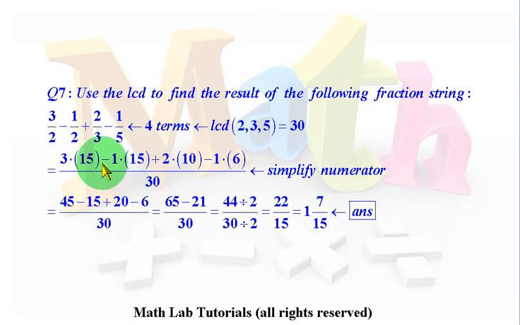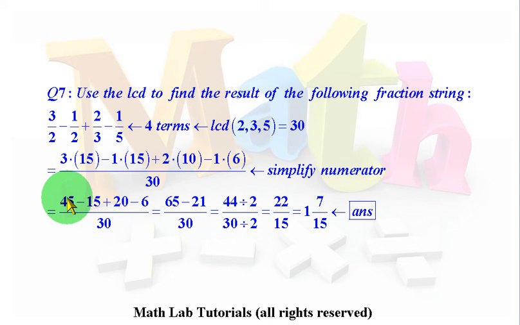We do 30 divided by 2 is 15. Drop it inside the bin. 30 divided by 3 is 10. Drop it inside the bin. 30 divided by 5 is 6. Drop it inside the bin. So now in the numerator, we have a simple string that we need to deal with, just like the last question that we did. So that shouldn't be an issue.